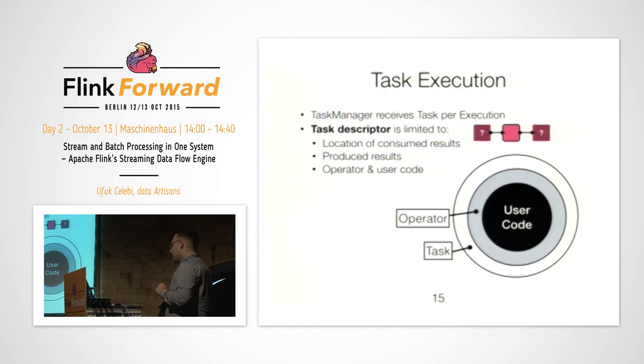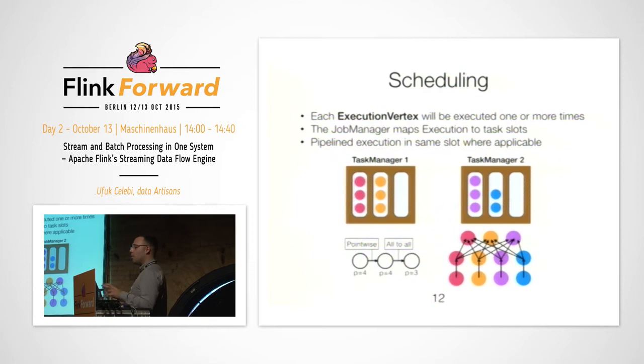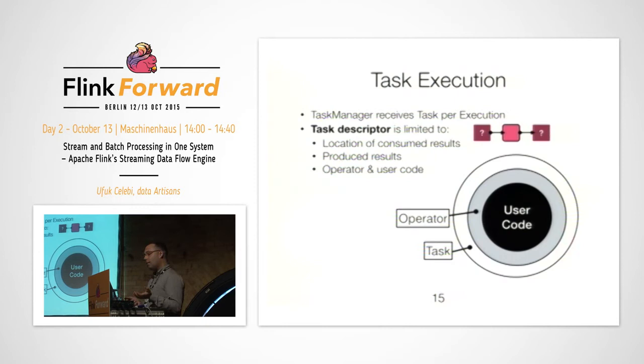At the task managers, on the other hand, this structure you see contains the information about the whole program. At the point where it gets to a task manager, it's actually quite local. So the abstraction at the task manager is just a task, and it's pretty stupid in the sense that it doesn't know anything. It just knows which code to execute, where to get the results from, and which results to produce. So if you think about the job graph, you know the code which runs here, where you get your results from, and which results you put out.